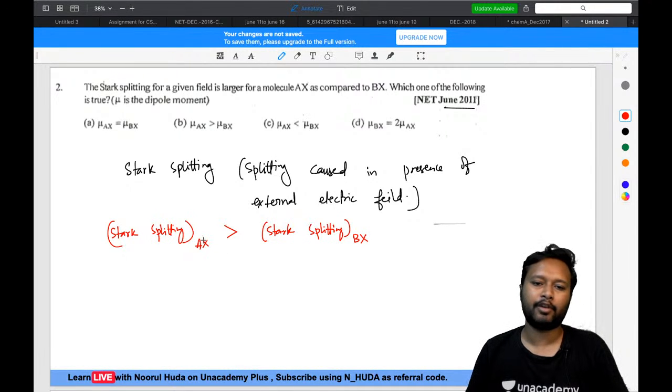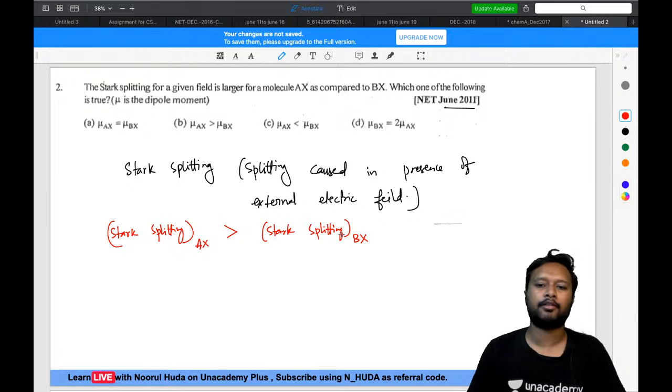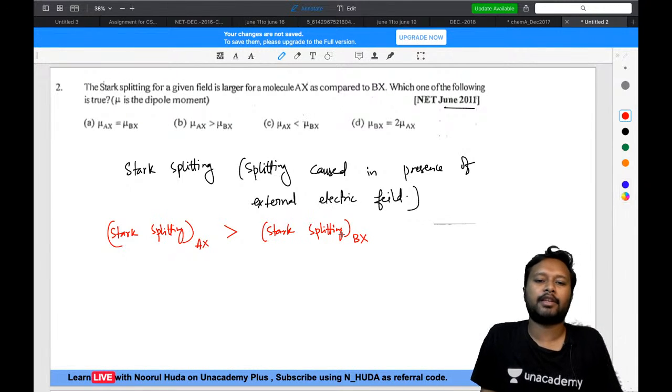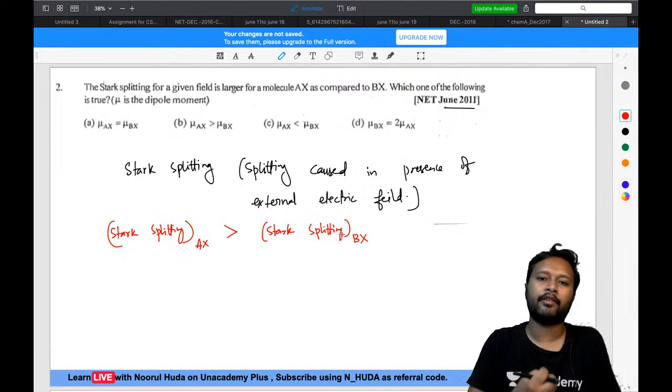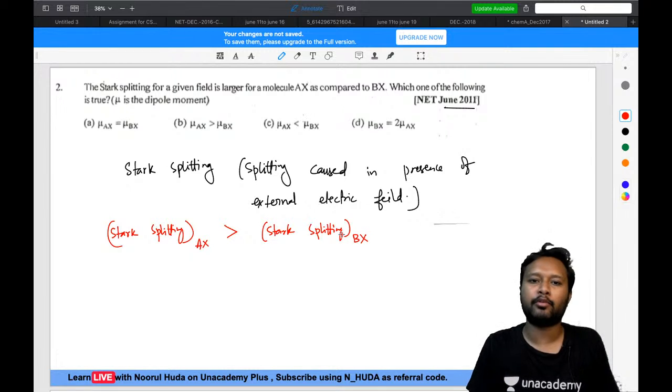So Stark splitting for AX is greater than that of Stark splitting for your BX. Now, Stark splitting means the splitting which is caused in the presence of an external electric field. If you have a magnetic moment in the molecule, how is it going to affect something in the electric field? According to Faraday's law of electromagnetic induction, if there is a magnetic field associated with a molecule, there will be an electric field also associated with that. So if a molecule has a magnetic moment, it will also have an electrical dipole.